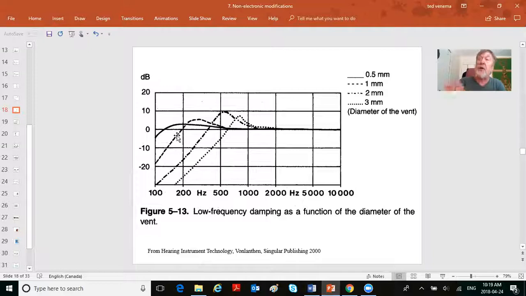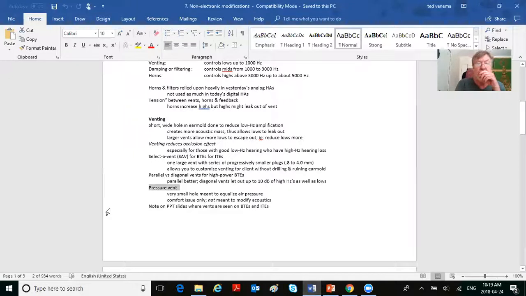The bigger the hearing loss, usually the smaller the vent. Also, the better the hearing is in the lows, the bigger the vent. Venting is mainly a low frequency reduction. It's a reduction of the lows to overcome the occlusion effect. A very small hole is a pressure vent meant to equalize air pressure. It's a comfort issue only, not really meant to modify the acoustics. Note on PowerPoint slides where vents are seen on BTEs and ITEs.